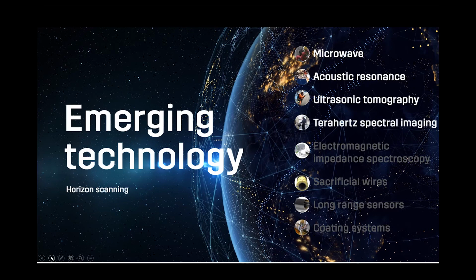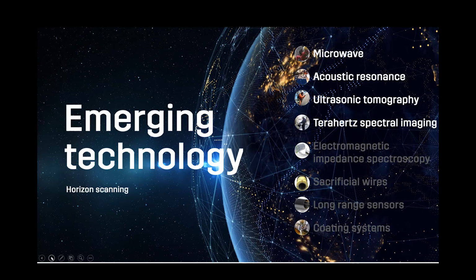Into the next one, titled terahertz spectral imaging. I am not by any means a physicist, so I have no real clue on how this technology works, but it is a mixture between microwave and high frequency infrared. And again, it's used to penetrate the materials and detect internal defects.